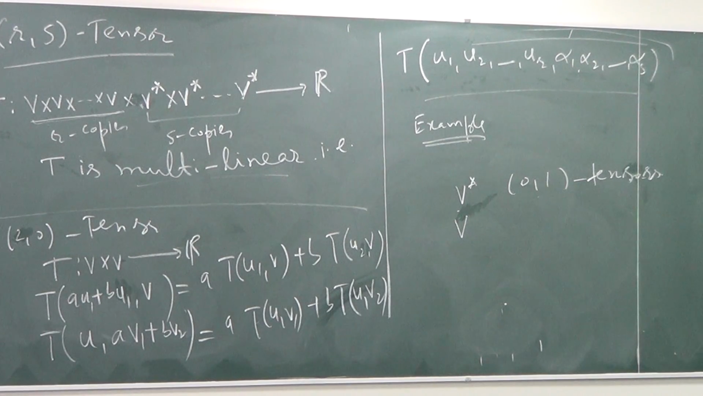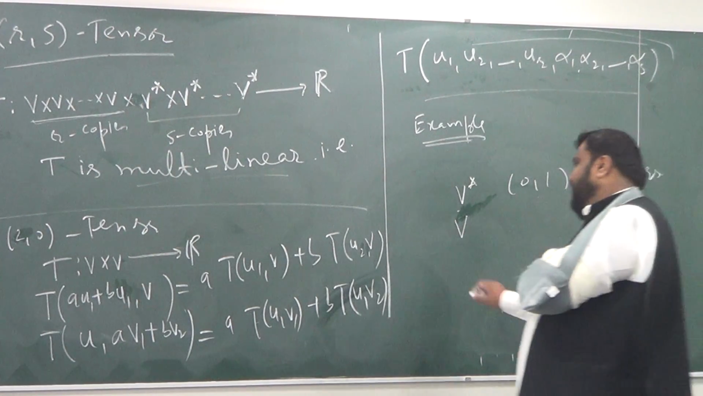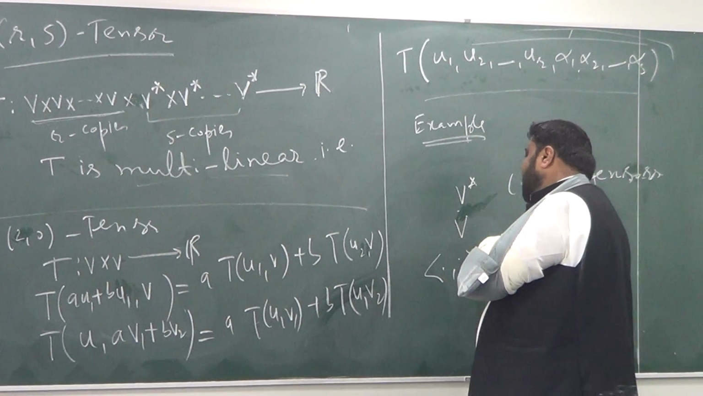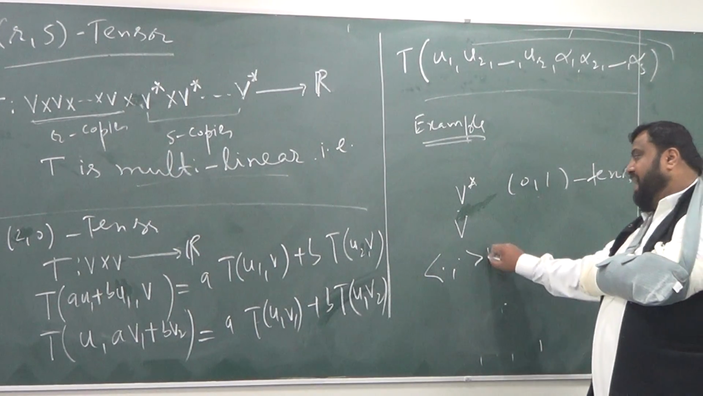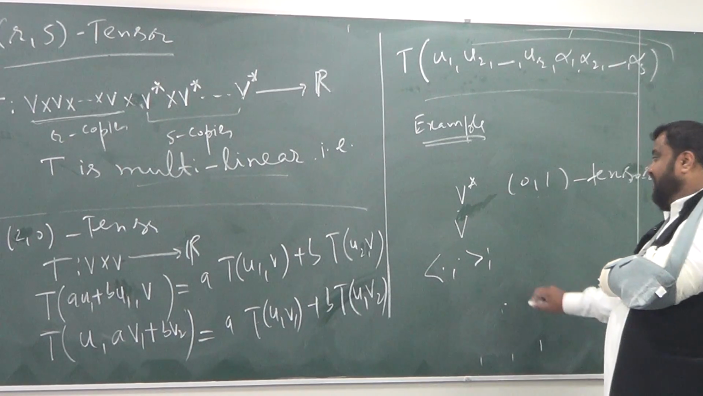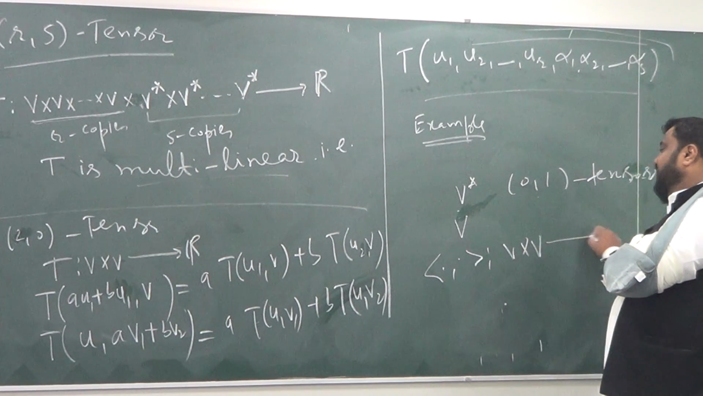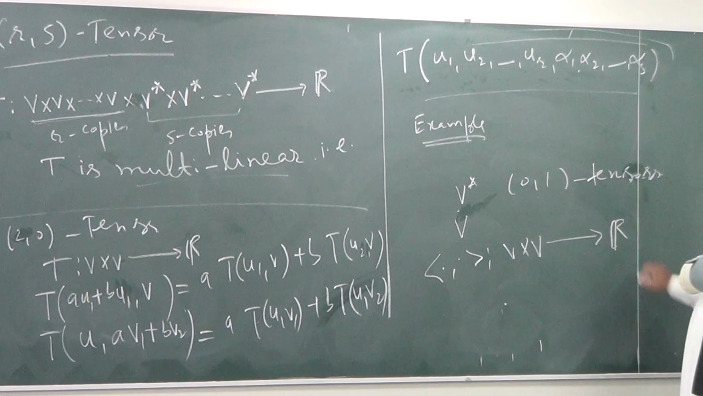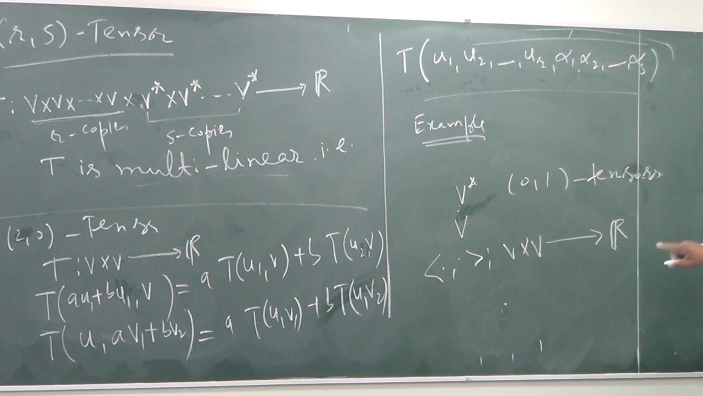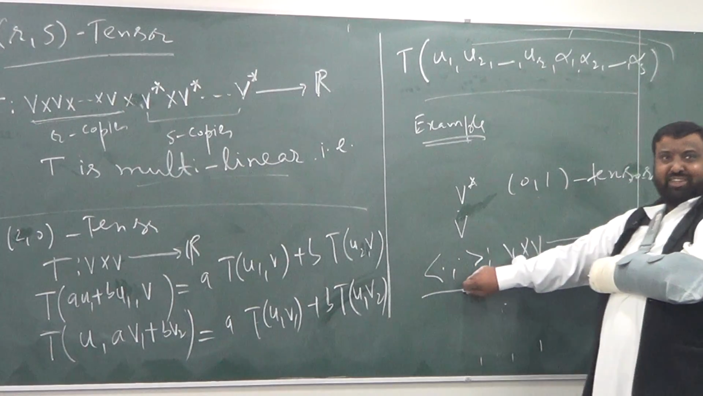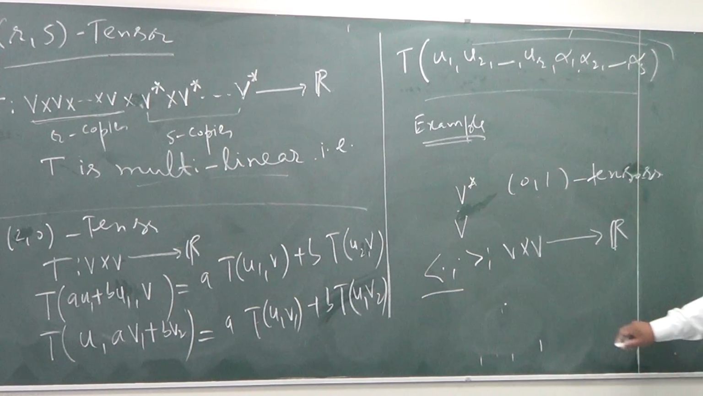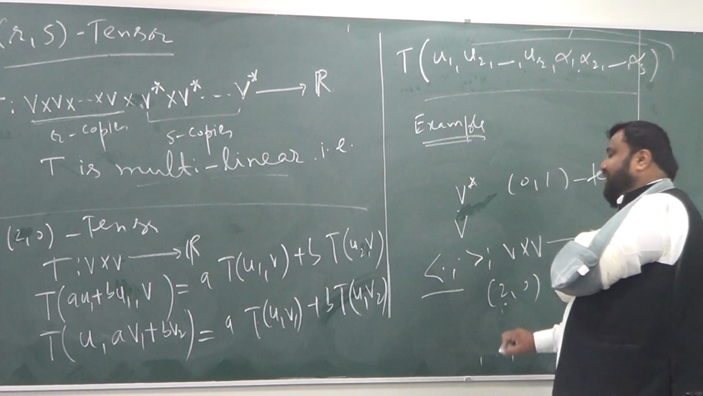In theory of inner product spaces, what is the inner product actually? Think about it. So it's a map from where to where? V cross V into R, for example. So it is 2, 0, and it's linear in both. So inner product itself is a kind of a tensor actually, a 2, 0 tensor. Okay?